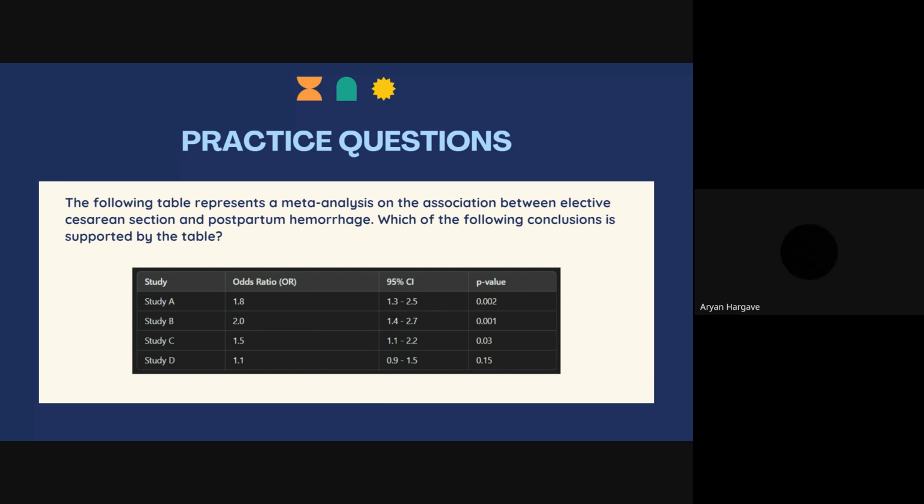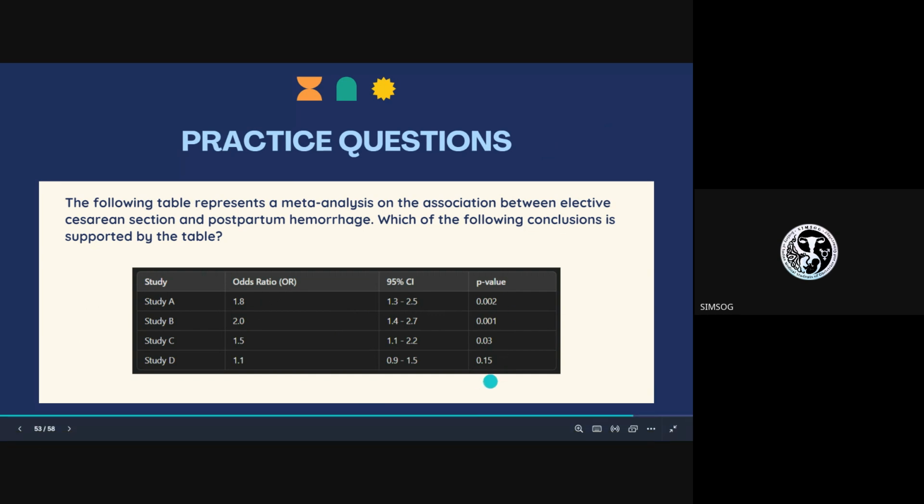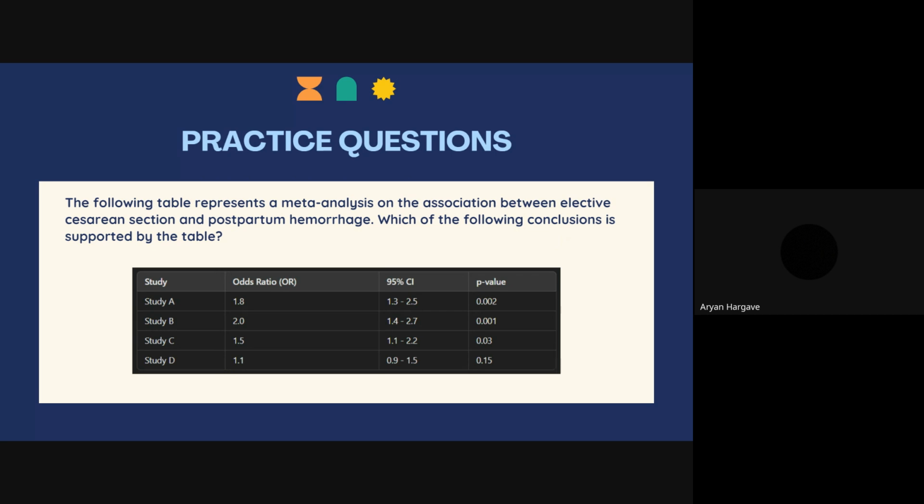I think it's increasing. Yes, and is it significantly increasing? Assume the cutoff of 0.05. Yeah, it is. Yes, absolutely. That's perfect. And in study D, anybody?